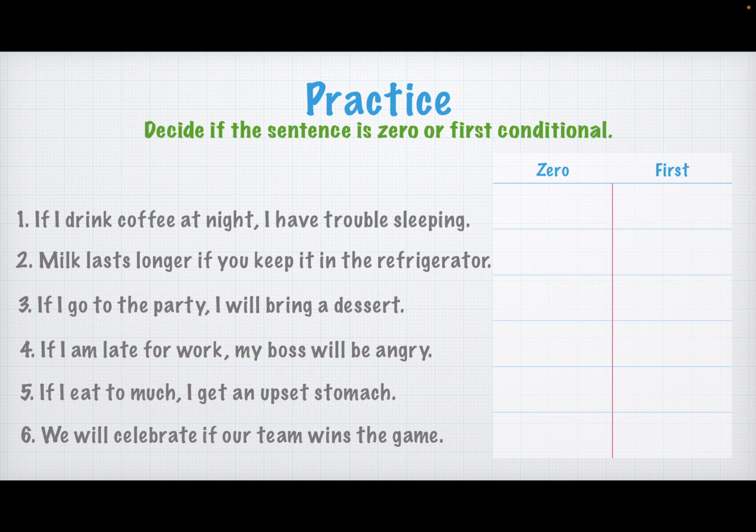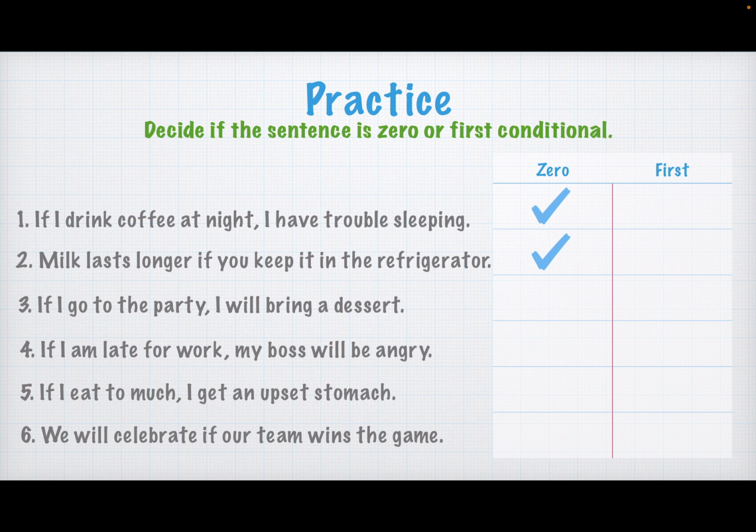Number 1, if I drink coffee at night, I have trouble sleeping. If you said zero conditional, you are correct. I have simple present tense in both the conditional and the result clause. This is a condition of fact. Number 2, milk lasts longer if you keep it in the refrigerator. That's right, also a zero conditional. So here I've got simple present tense, lasts, and keep. So this is a condition of fact.